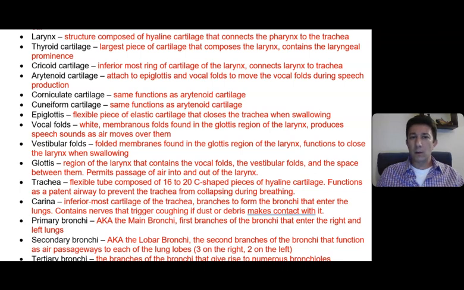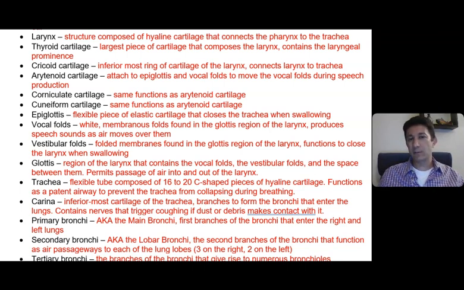Within the larynx, we have a set of folds that are called the vocal folds, and these are white membranous pieces of connective tissue that are found in a region that's called the glottis. So there's specifically a chamber within the larynx that's referred to as the glottis, and the vocal folds are part of that glottis. And the vocal folds, as their name implies, are the folds of connective tissue that produce speech sounds as air passes over them.